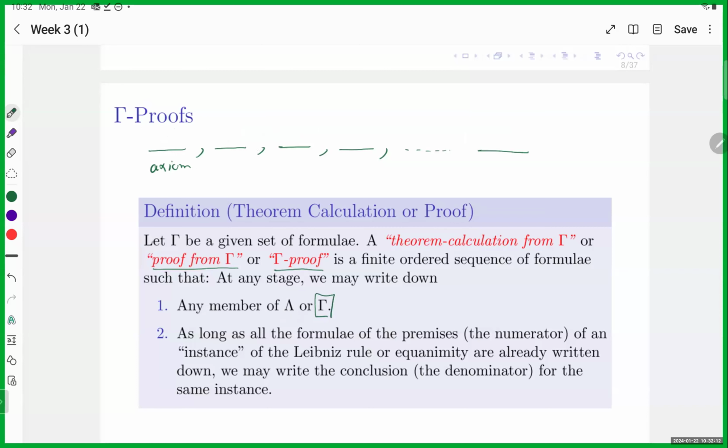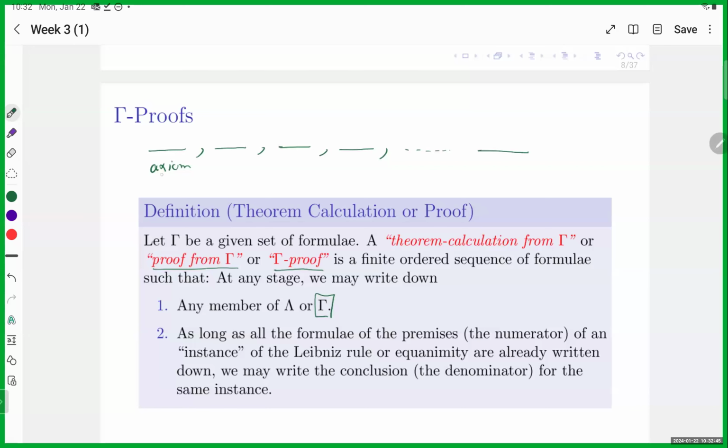A member of gamma. The members of gamma are called hypotheses. Those are the formulas that we are going to assume are true. So a gamma proof is a proof using members of gamma as hypotheses. We're going to assume they are true; that's why we can write them. Axioms are tautologies. They are true. That's why we can also write them. So that doesn't produce anything contradictory.